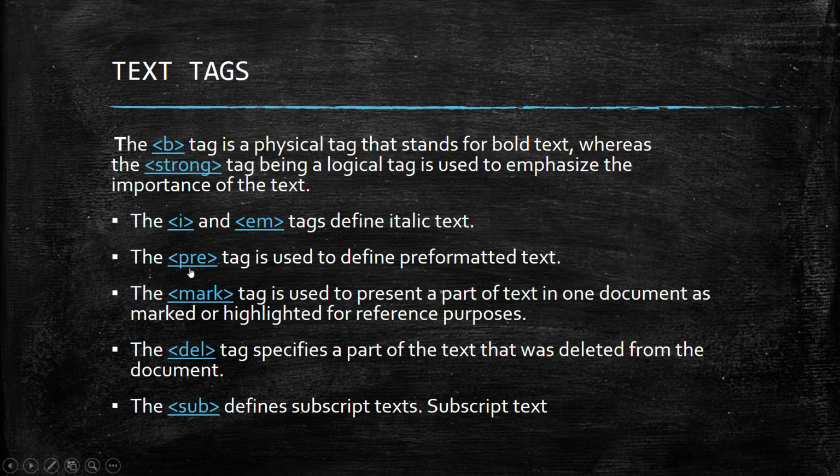The pre tag is used to define pre-formatted text. The mark tag is used to present part of a text in a document as marked or highlighted. If you use the mark tag, it highlights the text. If you use the delete tag, it deletes a part of the document. The sub tag defines subscript text.